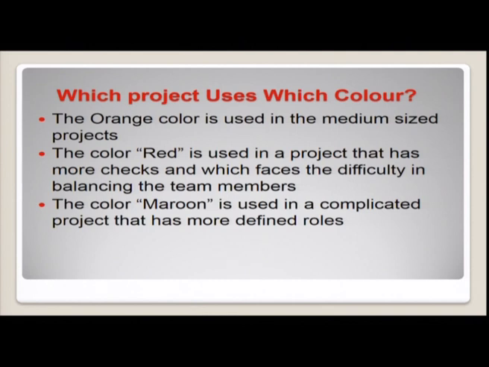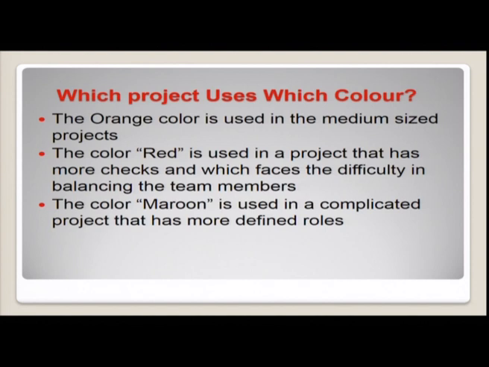The color maroon is used in a complicated project that has more defined roles. So these are the three colors that a project uses. If it is orange, it is used for a medium sized project. If it is red, it is used for a project that has more checks and faces more difficult situations in balancing the team members, because a team member may be incorrigible in nature, they may not be supportive, and they may be geographically distributed. So for those teams this color red has been used.